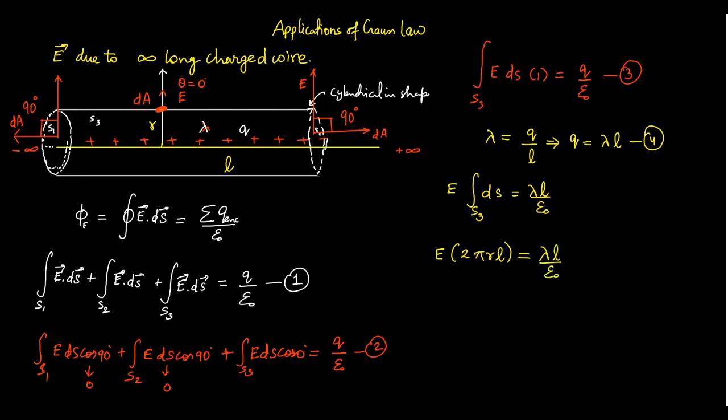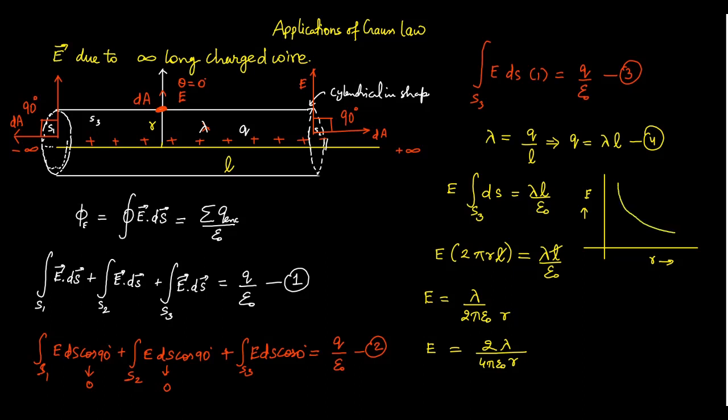Now over here L cancels, so E will be equal to lambda upon 2 pi epsilon naught into r, or else you can write it as 2 lambda divided by 4 pi epsilon naught into r. Now if we plot the graph between electric field and the distance r, this is going to be a rectangular hyperbola, which simply says E is inversely proportional to r.